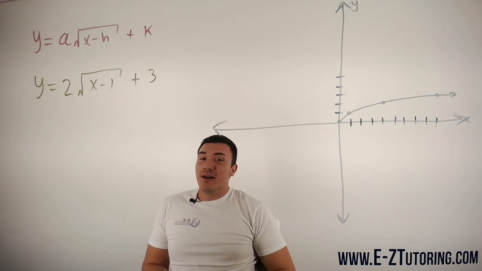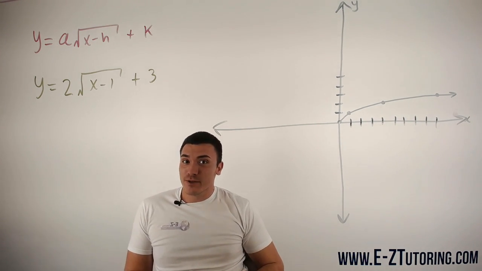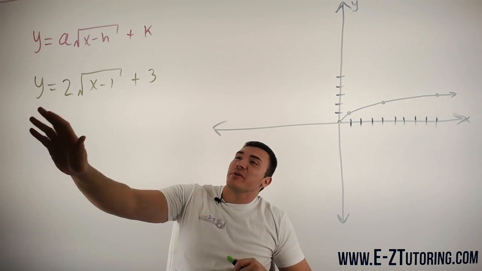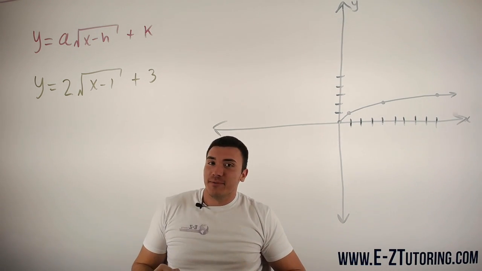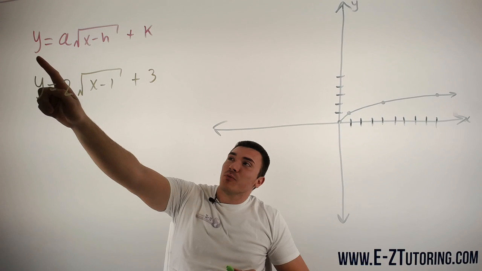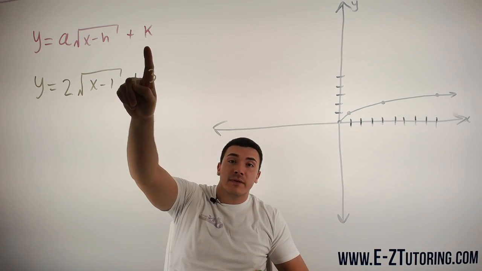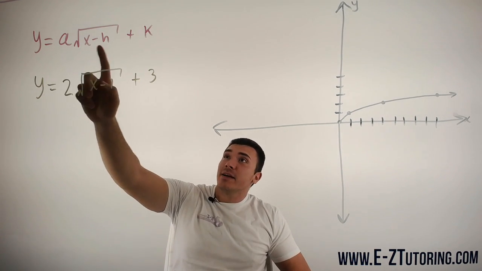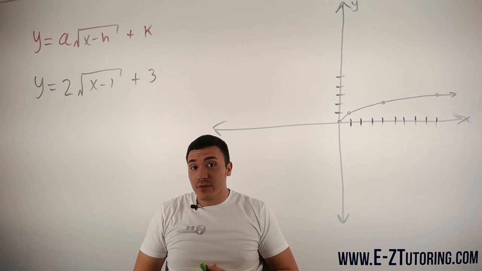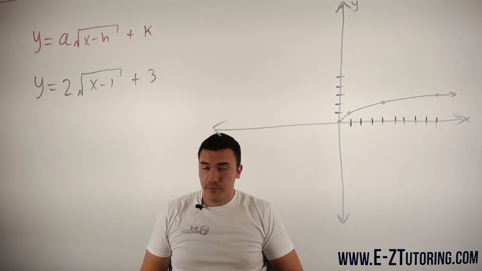Today we are going to cover how to graph square root functions. So let's suppose we are given this square root function right here. Now I went ahead and wrote this form of a square root function, and a, h, and k tell you a lot of different things about this square root function.